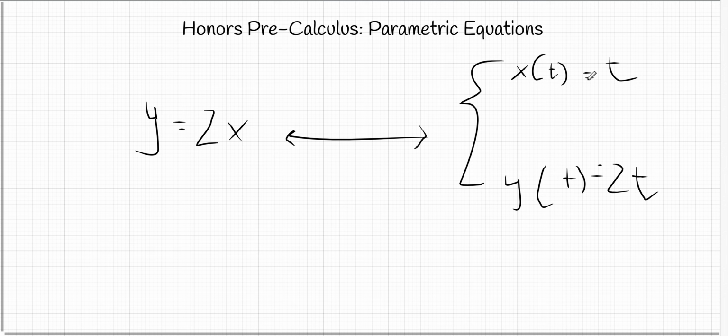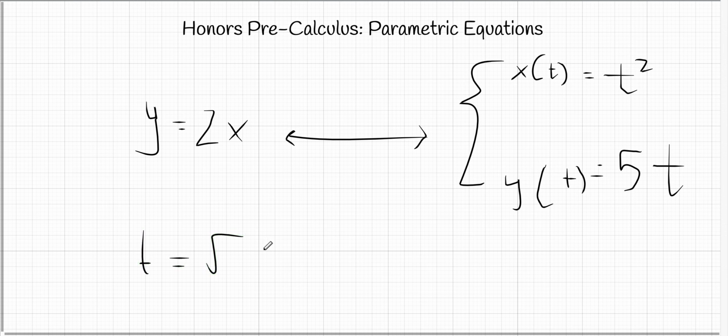In this case, it's really easy because x is equal to t. So if you have a t, you can just replace it with an x because you know x equals t, and you get y is equal to 2x. Simple. But if it's a bit harder, like let's say x is equal to t squared and y is 5t, then you would have to isolate for t. So say for t, you take the square root of both sides, you get t is equal to root x.